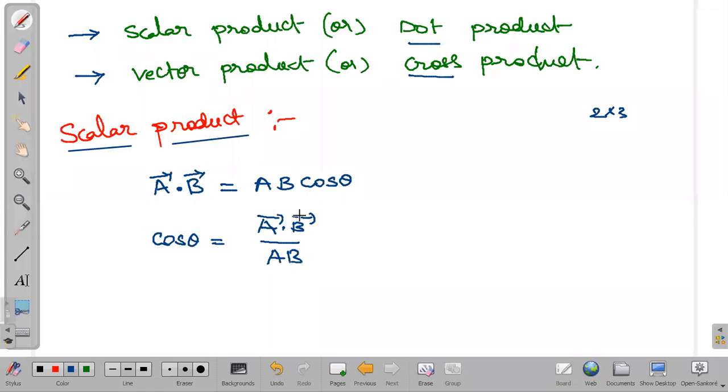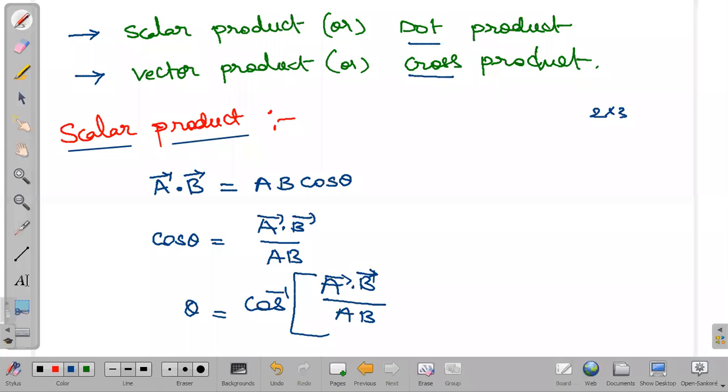Two vectors have to be taken, we have to multiply them, and we have to take their magnitudes and multiply them. If we take the ratio of them, we will get cos theta. Once we get cos theta, based on its value, we can say what the angle might be. So we can write theta equals cos inverse of a bar dot b bar by magnitude of a into magnitude of b.